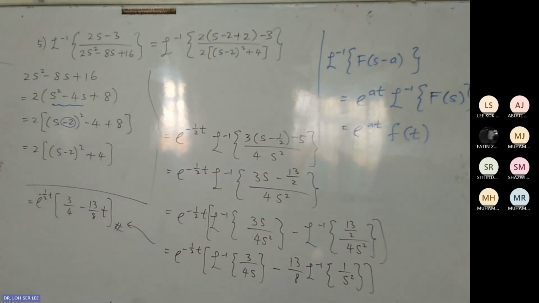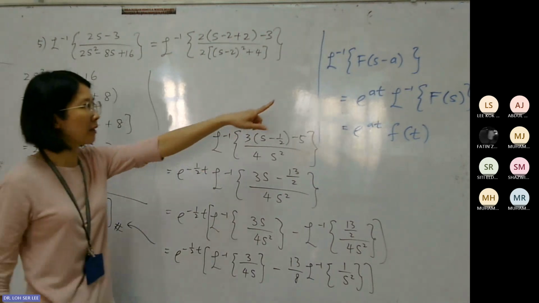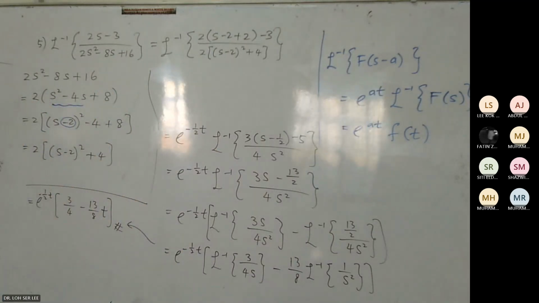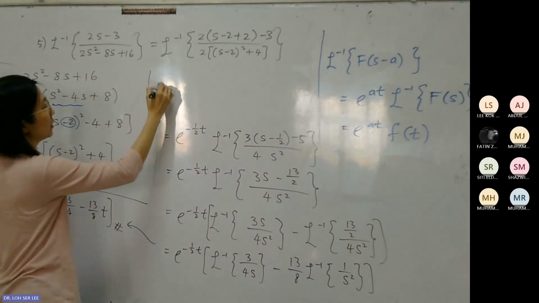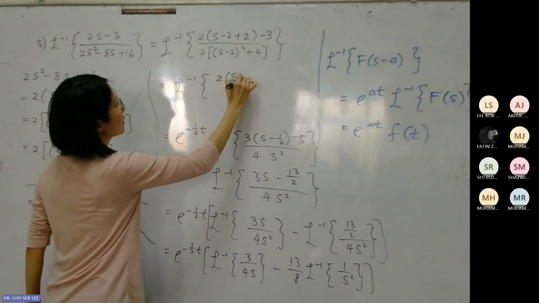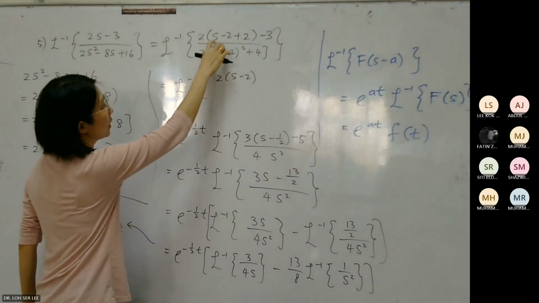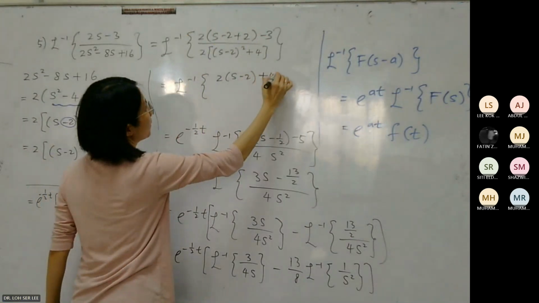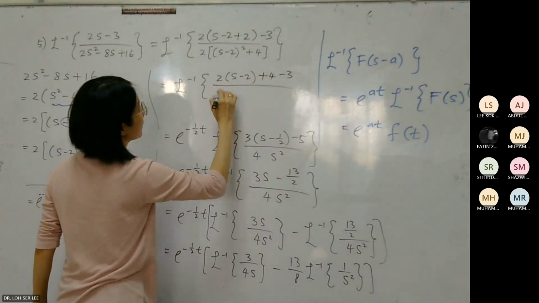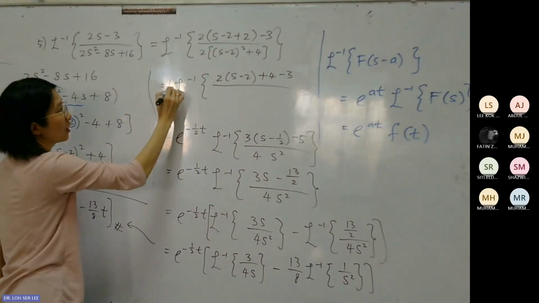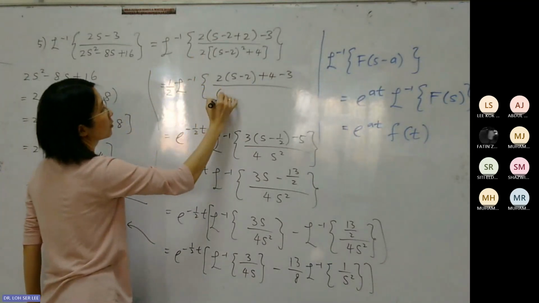Okay, you can either simplify first or you can take out the a first. If you want to simplify first, that's fine. This is 2s minus 2, okay, s minus 2 and then plus 4 minus 3. And this one we can take out the 1 over 2. Take out the 1 over 2.